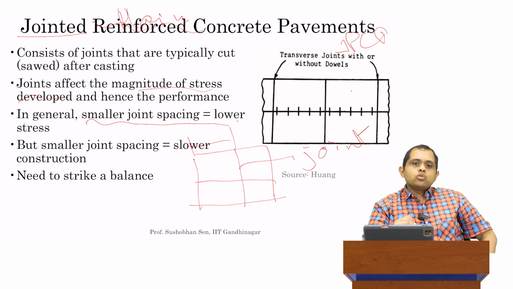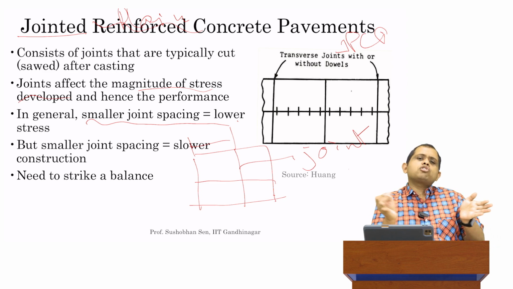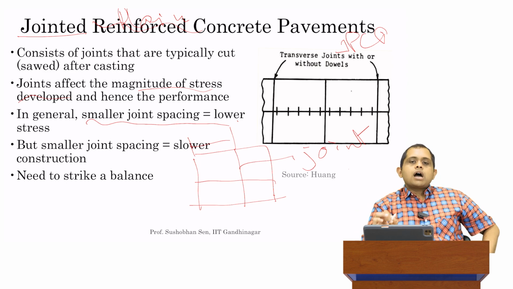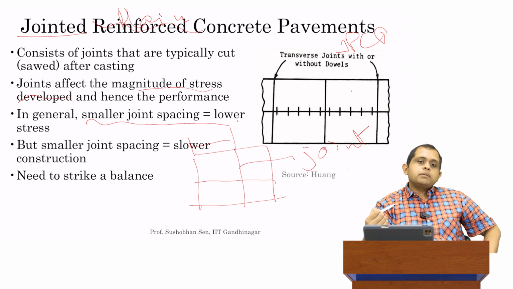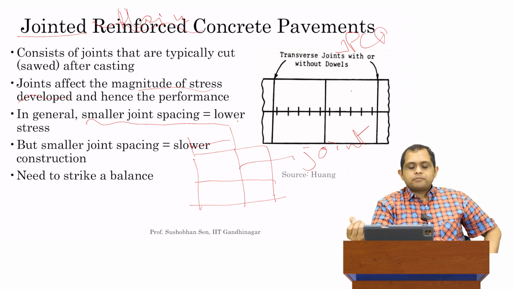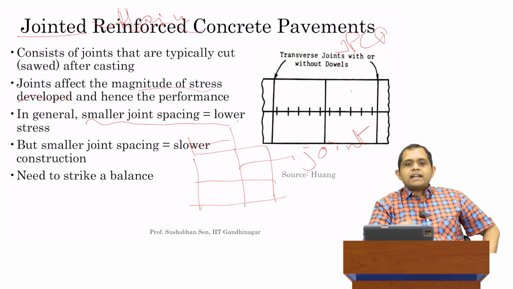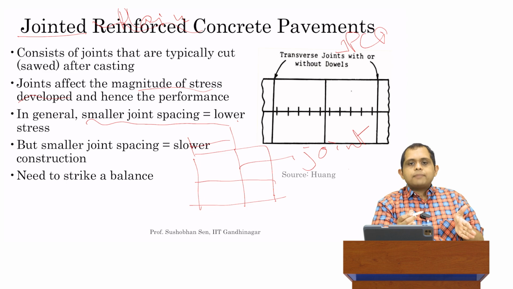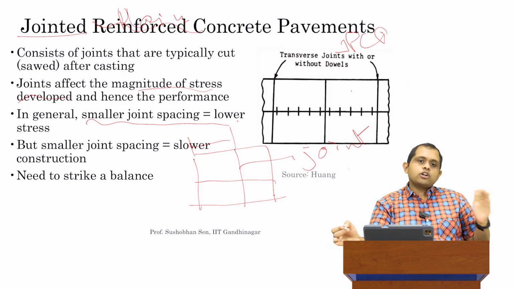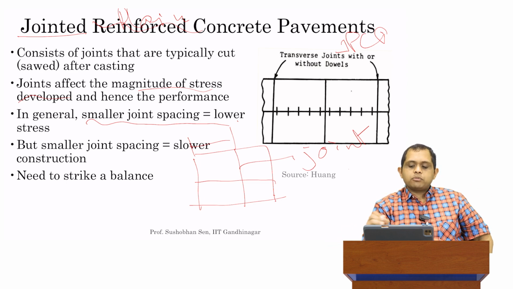So in theory, in order to decrease stresses, you would like joints to be as closely spaced as possible. In other words, you would like to have very small slabs. However, in practice, you don't want extremely small slabs because then you'll be doing so much saw cutting that it becomes uneconomical to actually construct the road. So we need to strike a balance between having very small slabs, in other words, very closely spaced joints, and very largely spaced joints, which will develop too much stress. So between economics and performance, we have to find some type of a balance.